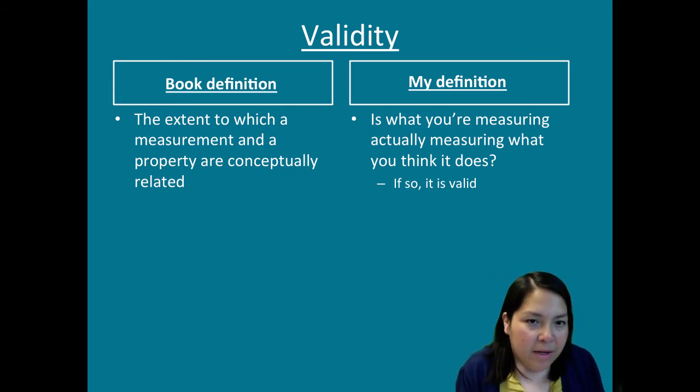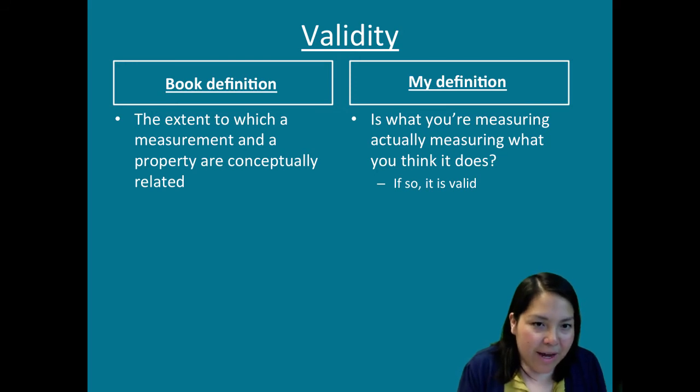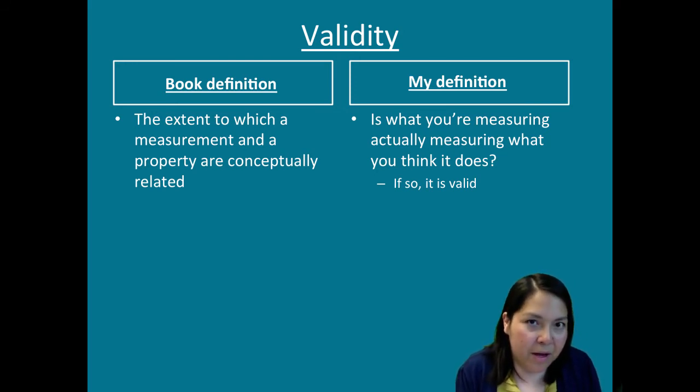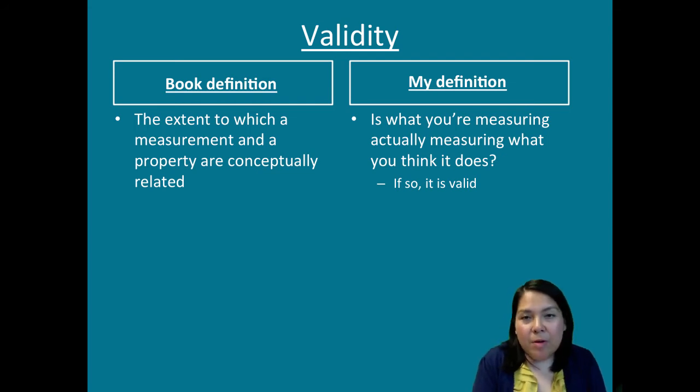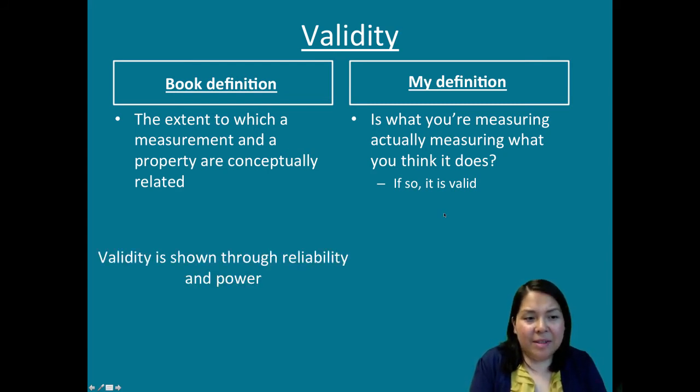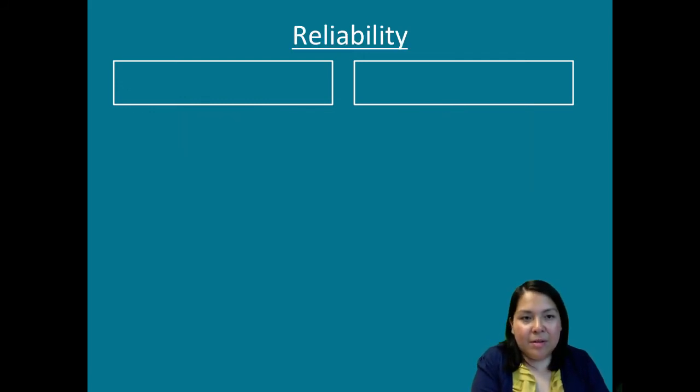When we think of validity, what we can think of is whether what you're measuring actually measures what you think it does. If I'm measuring happiness through the number of times a person smiles or laughs, are those two things actually measuring happiness? If they are, then my measure is valid. So validity is shown through reliability and power. How do we get validity? We get it through being reliable and having power. And that leads us into these two other definitions.